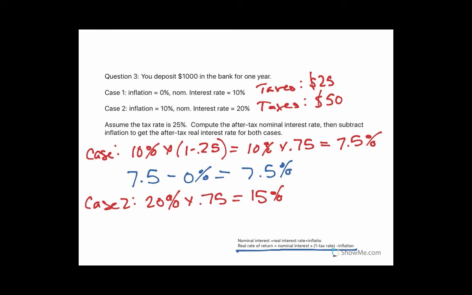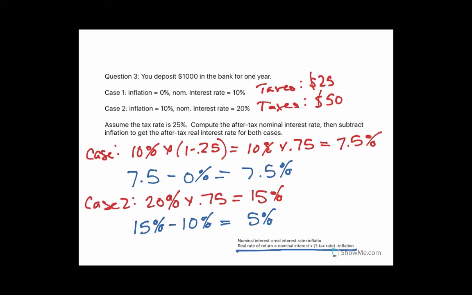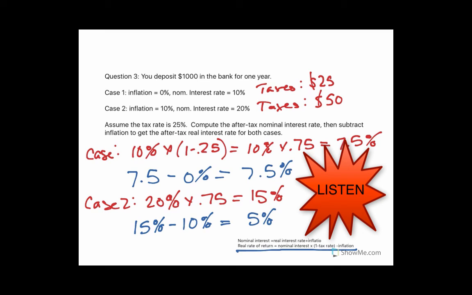So to find the after-tax real interest rate, we again use this formula, but we take the 15% and subtract inflation, which is 10% in this case, and you get 5%. So we see here that inflation basically causes the after-tax real interest rate to be smaller in cases with higher inflation.